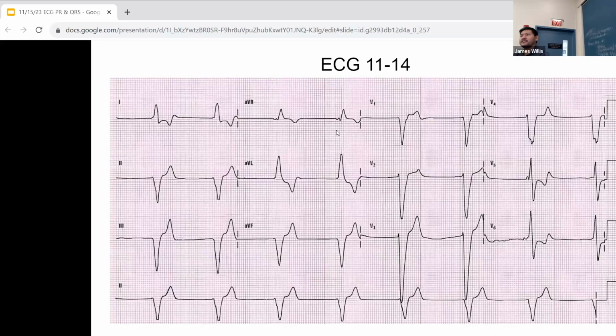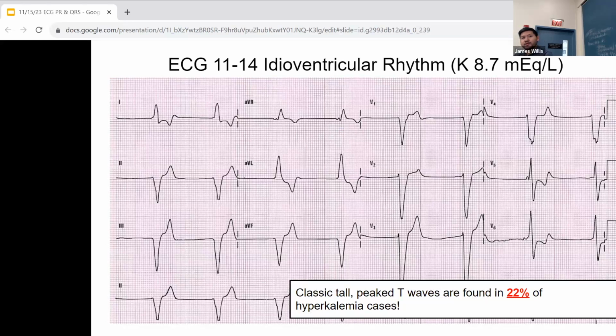So the discordance, I consider a hyperkalemia situation. Yeah, this is hyperkalemia. This is idioventricular rhythm. You kind of see some peaked T waves here, but peaked T waves are only seen in 22% of cases of hyperkalemia. So with a new idioventricular rhythm, hyperkalemia should be on your differential. This hyperkalemia EKG should be seared into your memory, especially at our hospitals.